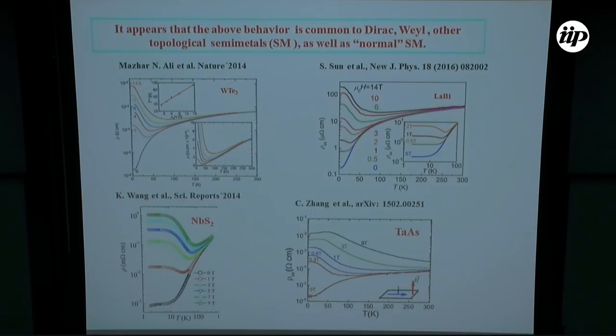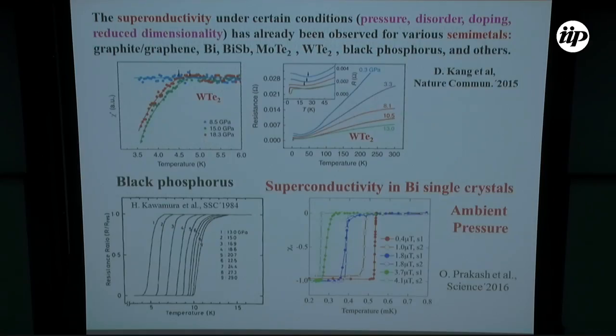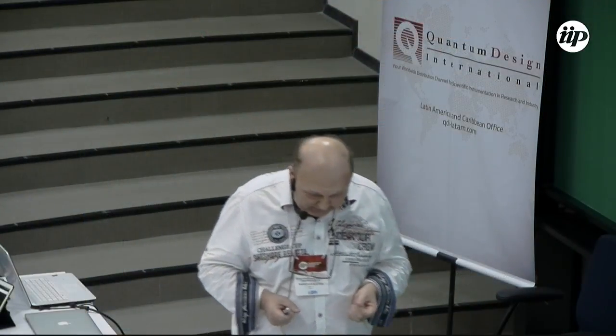I just, for illustration, show some selected semi-metals, some of which are topologically non-trivial or some of them trivial. And basically they show the same kind of transition. It could be, by the way, not only field-induced, it could be disorder-induced, could be pressure-induced transition, and the same two-parameter scaling works pretty well. And what is more, probably, how to say, indicative, is that all of these materials are very close to superconducting instability.